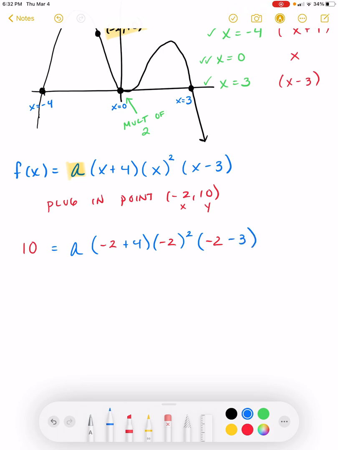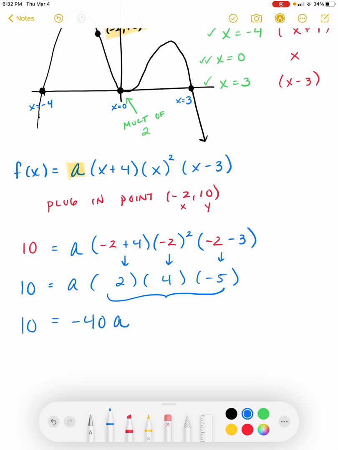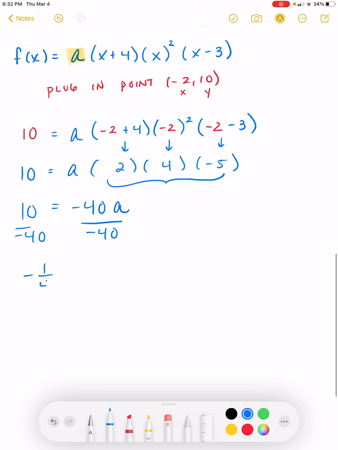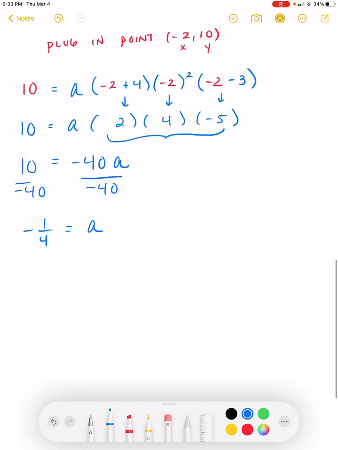So let's work first on figuring out what this a value is. This is going to be 2. -2 squared makes 4, and -2 minus 3 makes -5. When I multiply all of this together, it's 8 times -5, which makes -40 times a. Divide both sides by -40, and we get that the a value is -1/4. That is the vertical stretch that will make that polynomial pass through that given point.